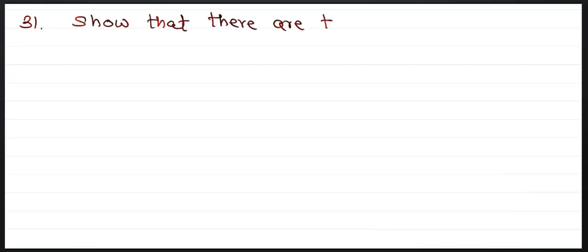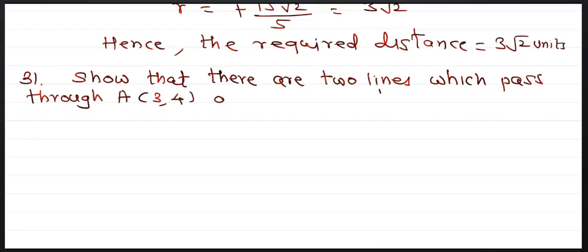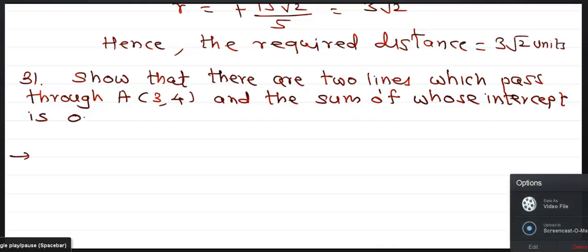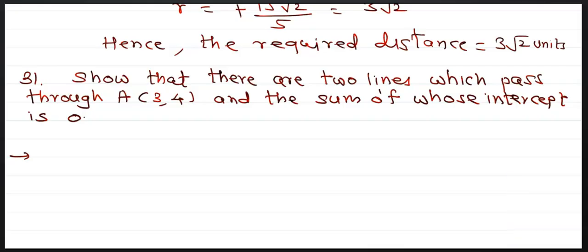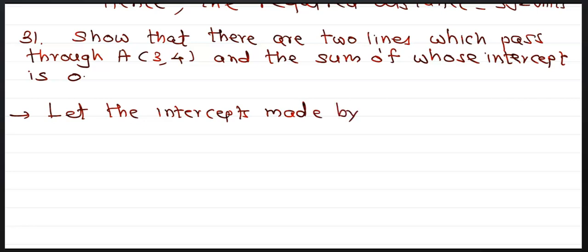Show that there are two lines which pass through the point (3, 4) and the sum of whose intercepts is 0. Now this type of problem is repeated.